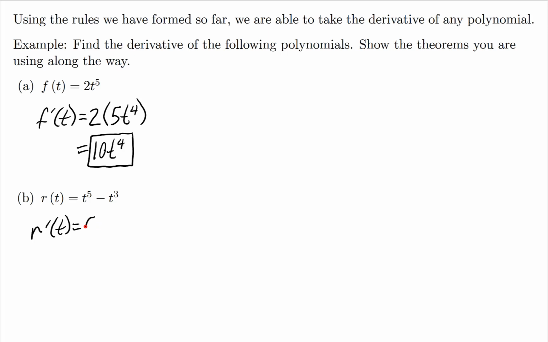t to the fifth, bring the power to the front, subtract 1 from your power. t cubed, bring the 3 to the front, subtract 1 from your power. And we have a quick, easy answer. So if you have sums and differences, you can take it term by term. And if you have coefficients in front, you can leave them in front, or better yet, go ahead and multiply when you bring the power to the front.